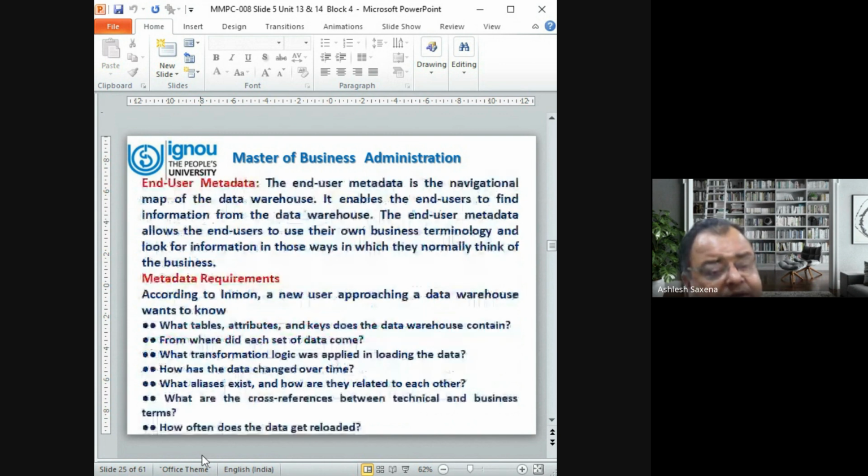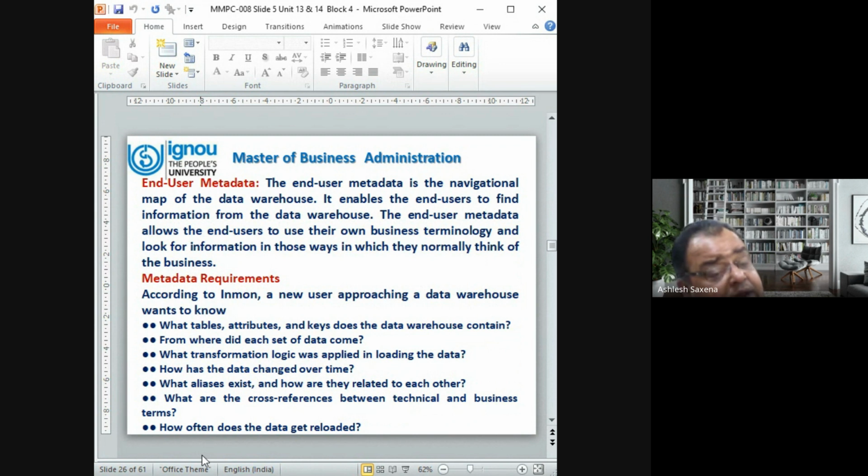End user metadata. The end user metadata is the navigational map of the data warehouse. It enables the end user to find information about the data warehouse. The end user metadata allows the end user to use their own business terminology and look for information in those ways in which they normally think of the business.